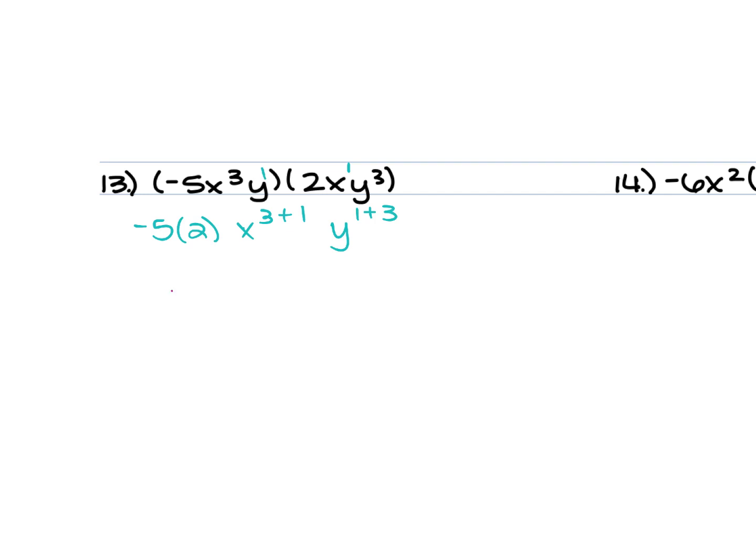The negative 5 times 2 is negative 10. X to the third plus the first is x to the fourth. And y to the first plus the third is y to the fourth. So it's just negative 10, x to the fourth power, y to the fourth power. Remember with these, if you are ending up with a negative power, it needs to be positive. So take the reciprocal of just the term that the power is attached to.